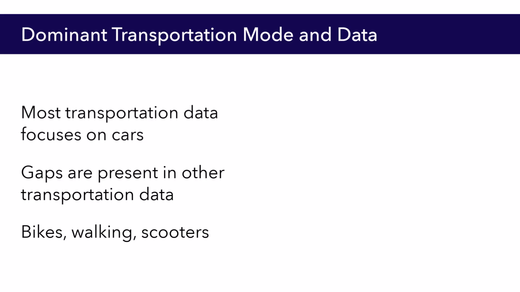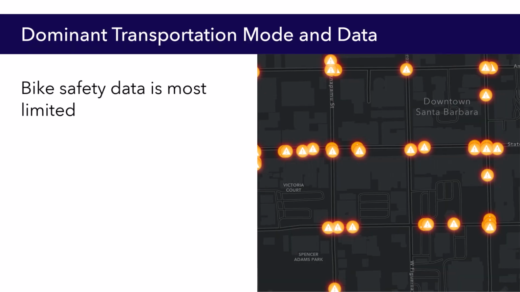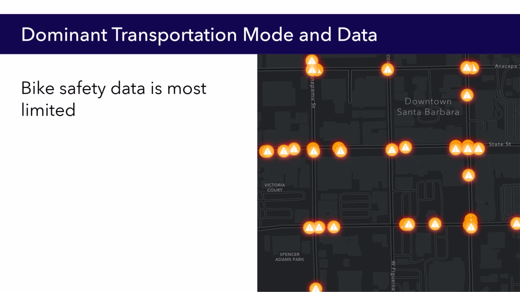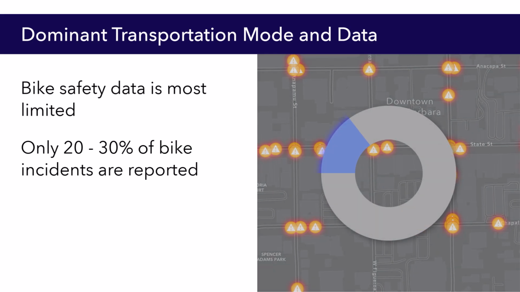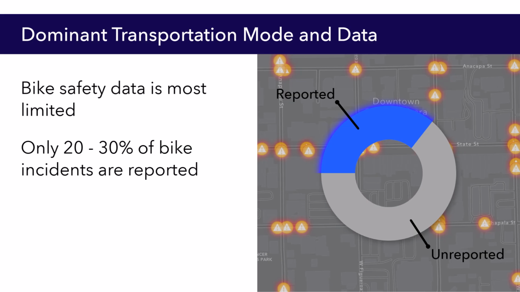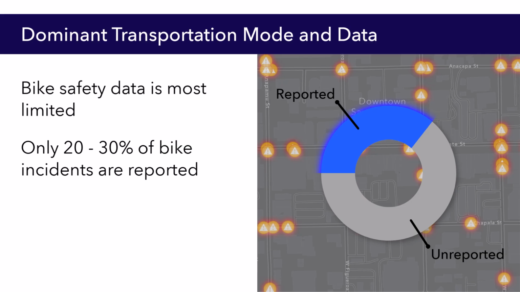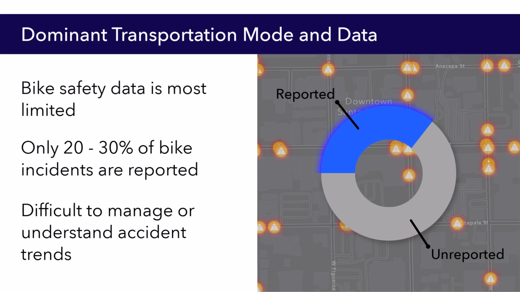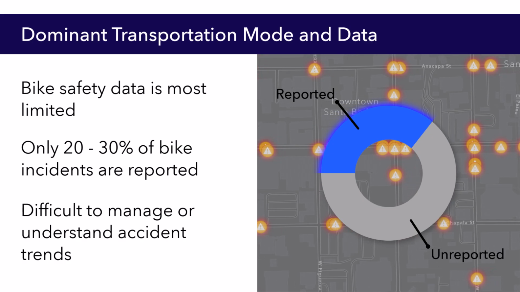One of the things that is really interesting to me is that bike safety data is one of the areas where we have really the most limited data. So there are official data sets that show where bike crashes occur, but it's estimated that only 20 to 30% of bike crashes are officially reported. If you have a bike crash and there's no vehicle involved or the police don't get called, these often go unreported, and so it can make it really difficult for city managers or even researchers to understand what are the least safe places for bicycling.